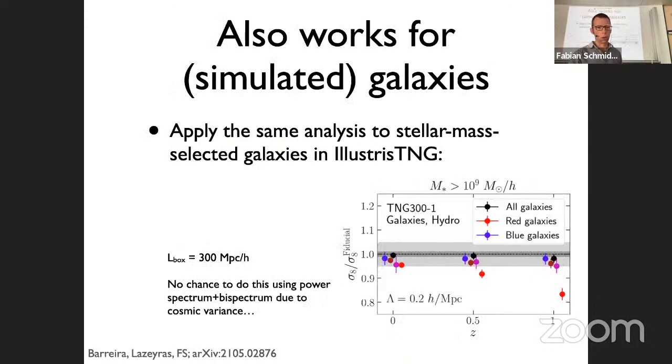The same was now applied to the IllustrisTNG simulations. Alex Barreira did this. He applied the same analysis pipeline: given the initial conditions from the Illustris simulations, how well do we infer sigma 8? As I argued, the EFT approach shouldn't care whether you're looking at dark matter halos or galaxies. It should always give the correct unbiased inference. You can see here that this is largely the case, except for the red galaxies at high redshift, which are very highly biased and low in number. So the likelihood is probably not sufficient for this particular sample. But yes, it also works for simulated galaxies.